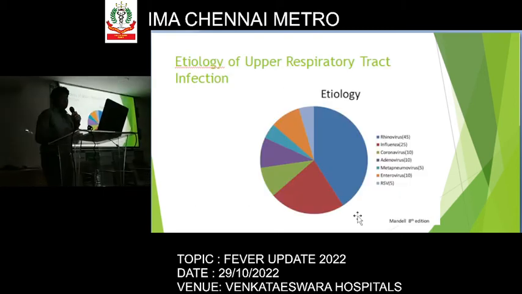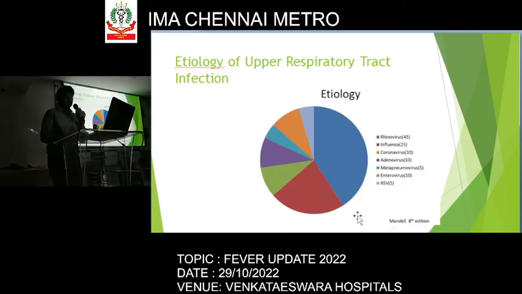The common etiology of upper respiratory tract infection is rhinovirus, followed by influenza virus, and then adenovirus. Upper respiratory infections are mostly of viral etiology.